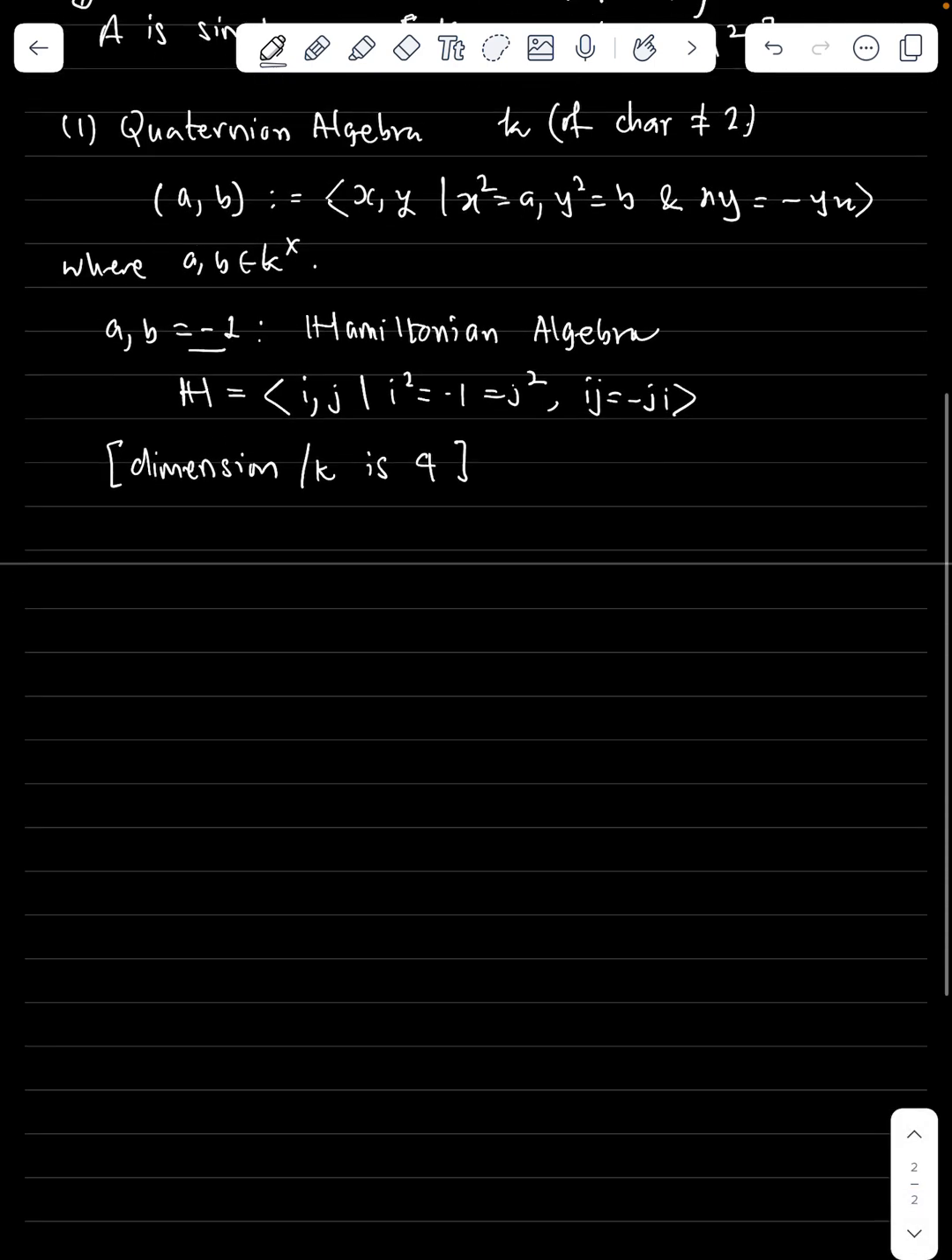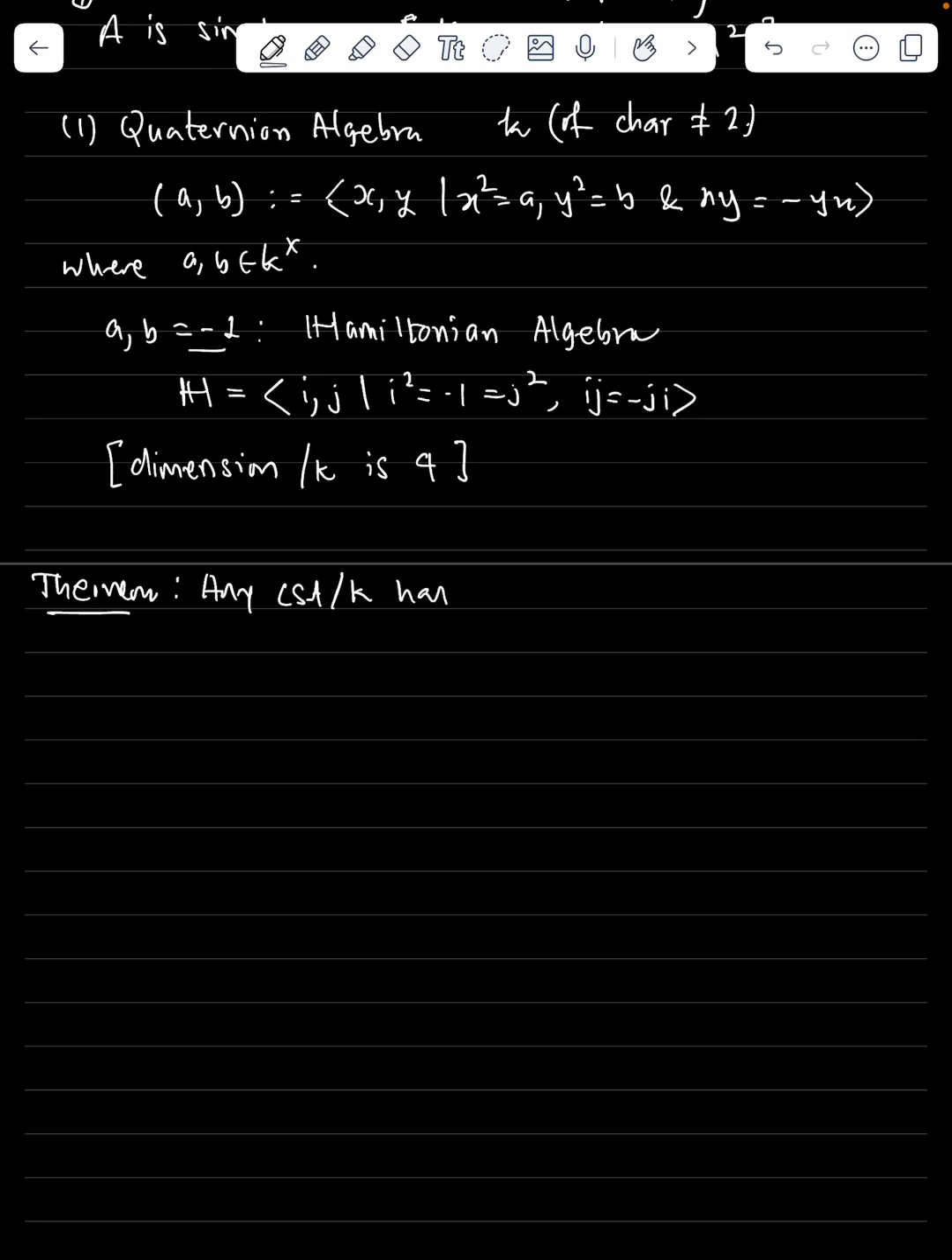In fact, that's a general statement. So let me just write the statement without going into the proof. The proof is actually not very difficult. Any central simple algebra over K has dimension n squared for some n.